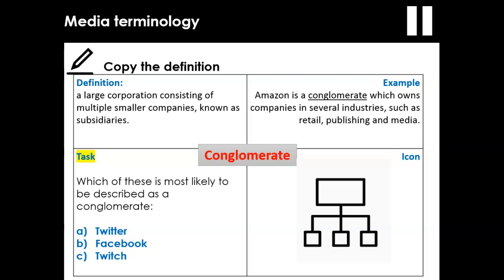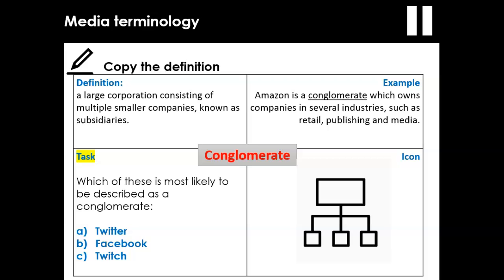Okay, so let's just have a look at that task. Which of these is most likely to be described as a conglomerate? Well, the answer here would be B, Facebook. Facebook is, as Zuckerberg himself calls it, a family of apps. It owns lots of other products, including Instagram, WhatsApp, and Messenger.